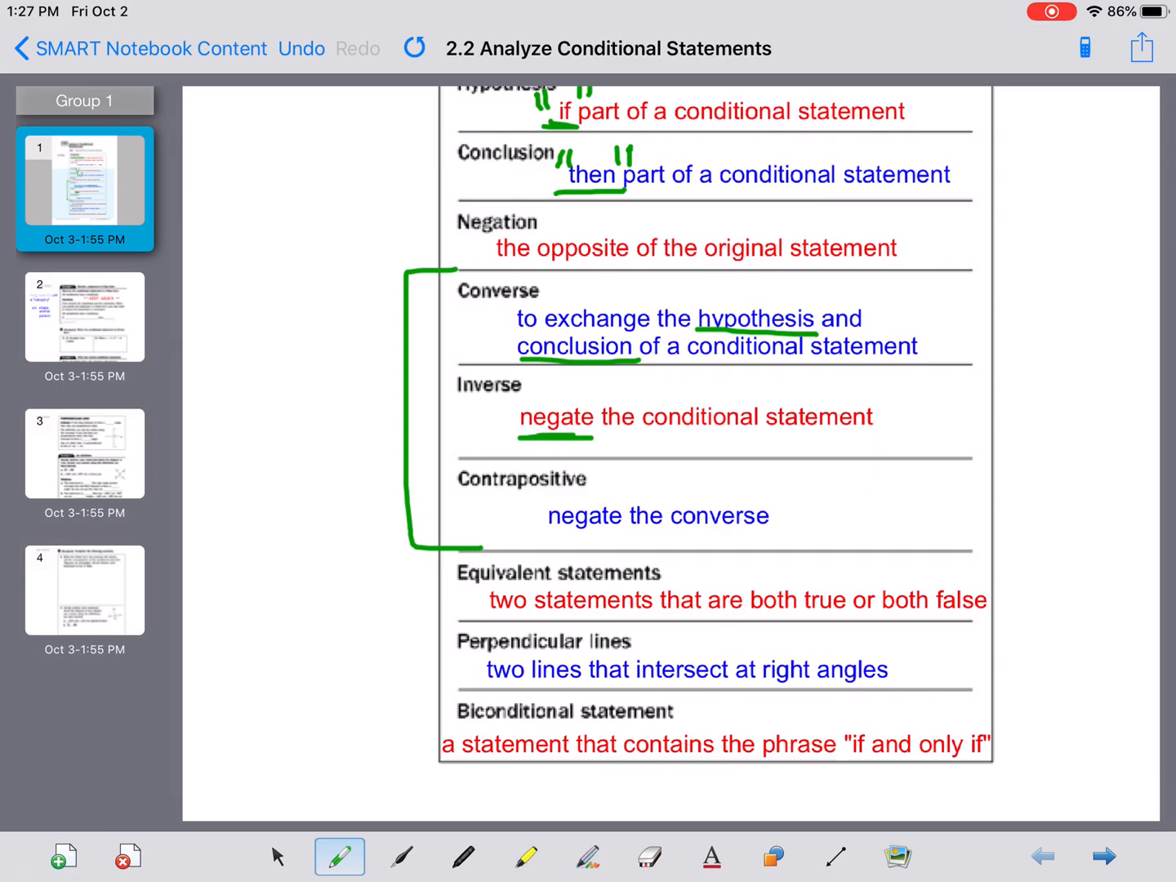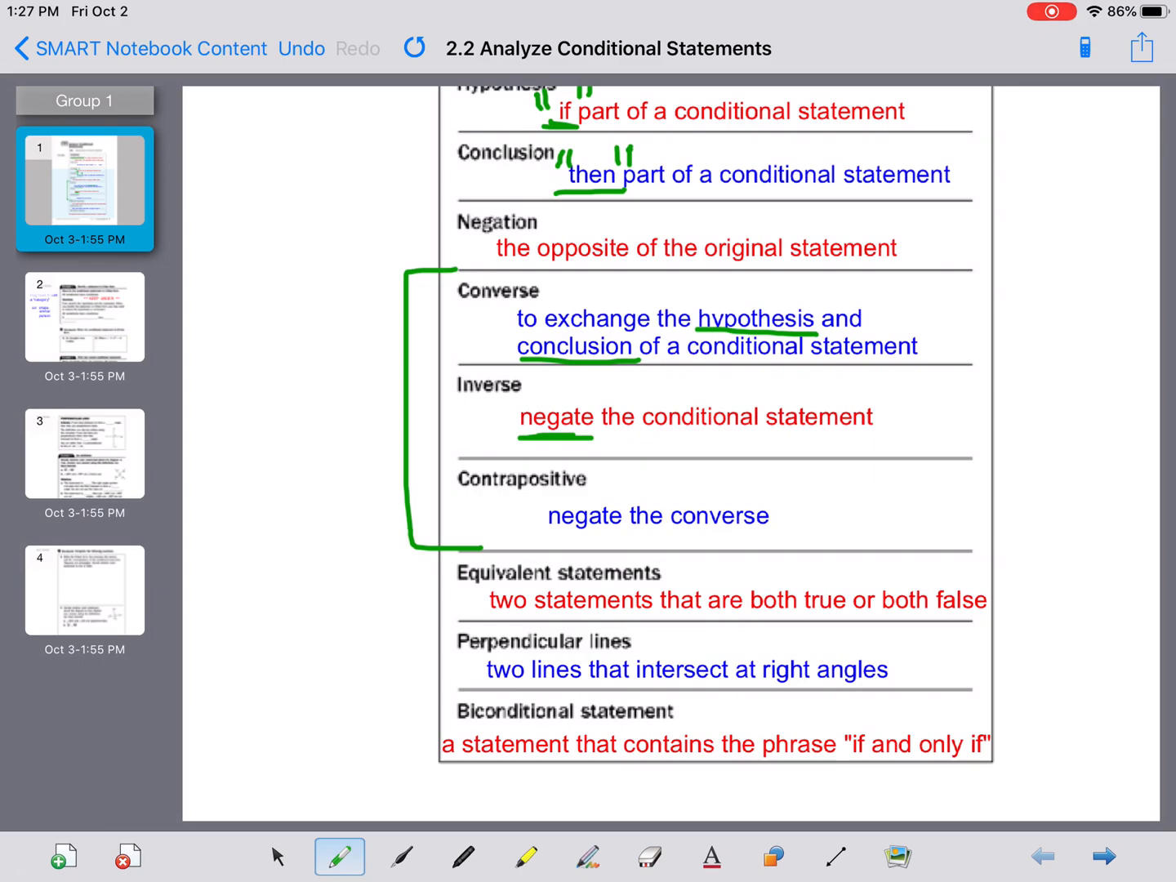And the contrapositive comes back to the converse and negates the converse. So that converse was the flip that said, if you go to the game, then you clean your room. Now I'm going to negate that and say, if you do not go to the game, then you do not clean your room. Okay? And we're going to work on a few of these. The more examples you see, the easier it is to understand what these words are doing. Okay, equivalent statements, two statements that are both true or both false. Again, it seems like a silly definition, but as we do some of these, you're going to understand what that means.